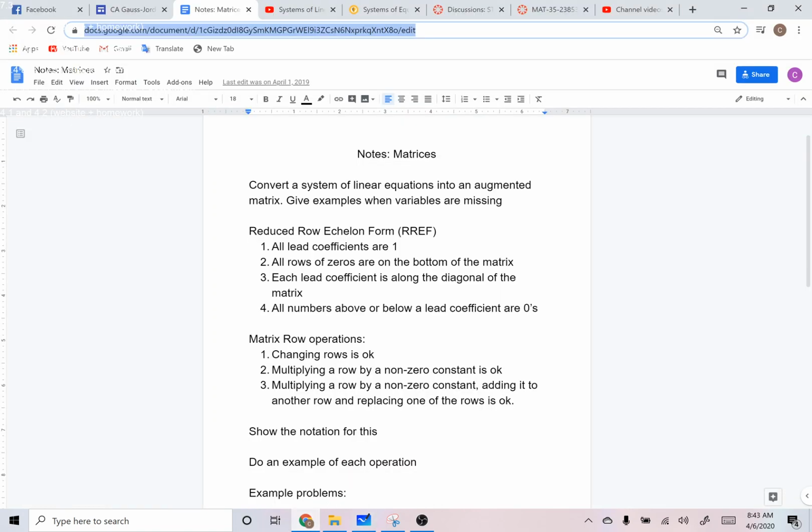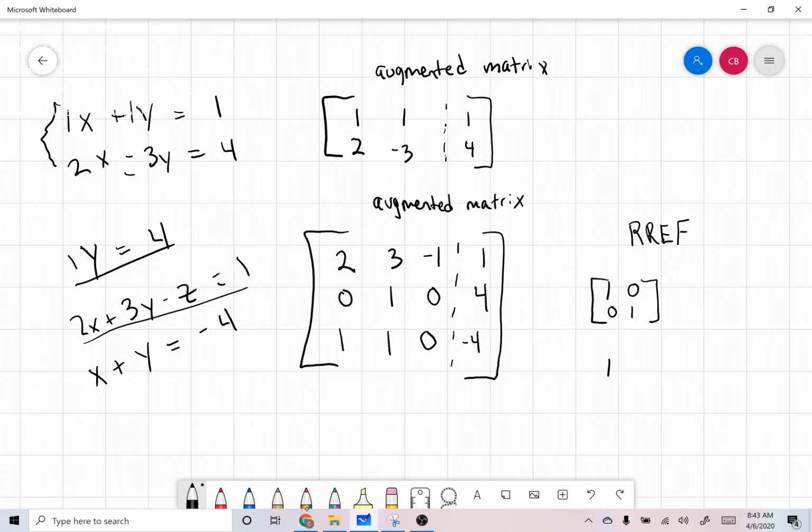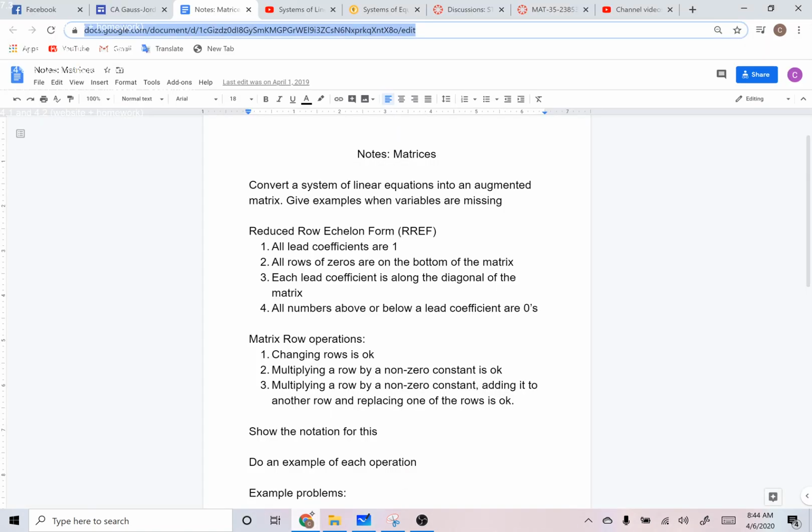It says all rows of zeros are on the bottom. For instance, if you have this 1, 0, 0, 1, 0, 0, 0, 0, this is what it's talking about. If you have a row of zeros, they go on the very bottom of the matrix. You can move the rows around. You can swap them however you want. You cannot swap columns, however, so don't swap columns. You will screw something up if you switch the columns, like if you switch these two. But if you switch the rows, you should be fine.